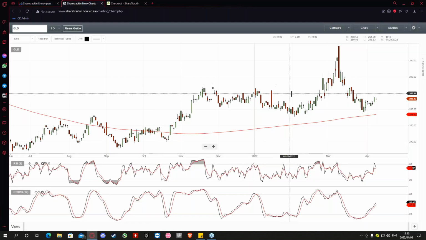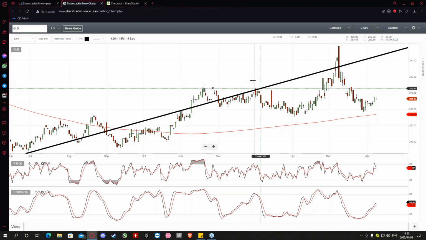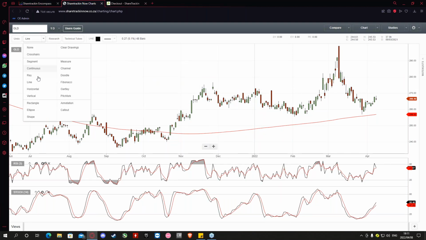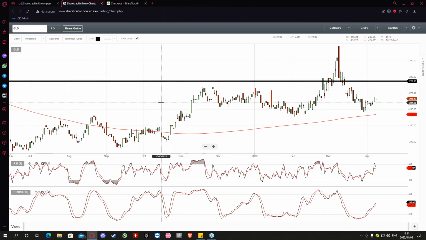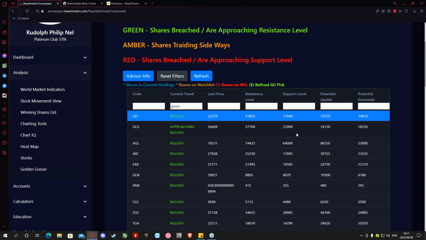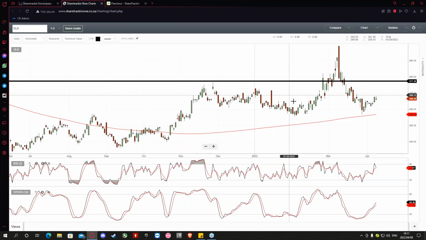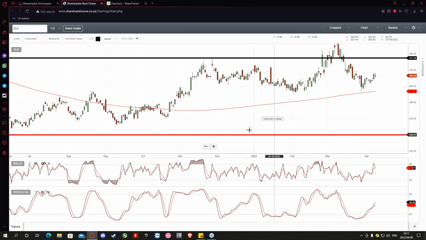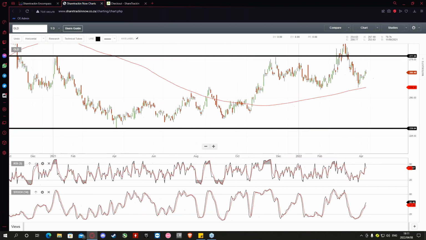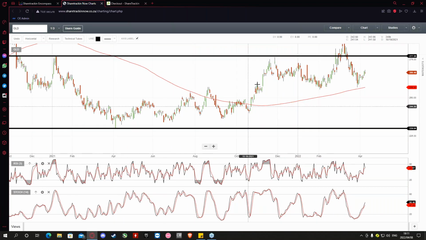It's exactly on 277, which is over there. Let me just grab the horizontal line, 277. So that is the resistance level. And then the support level on this one is 230, so 230 Rand. So the support level is way down here. So that's your support and resistance. You'll see that this share is basically going in between these two lines. So that is the sideways trend which it's currently got.